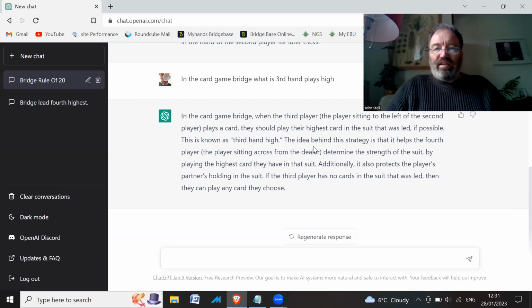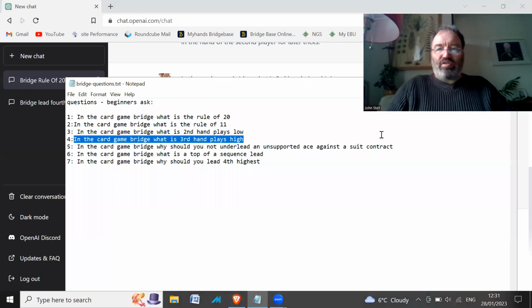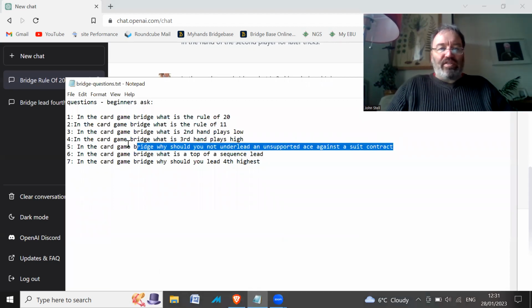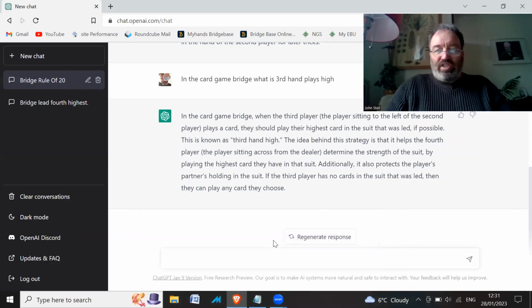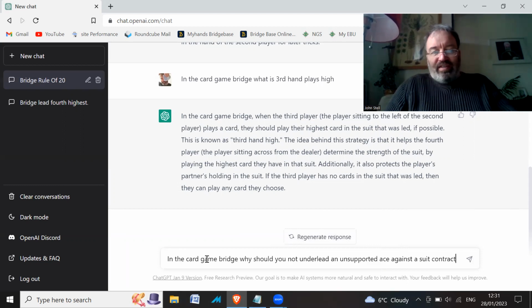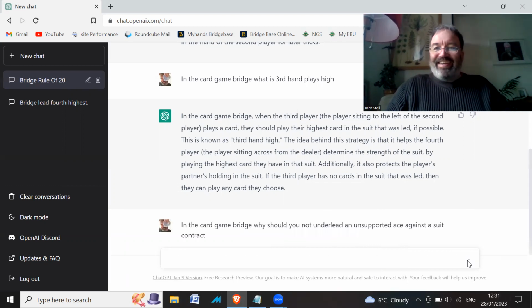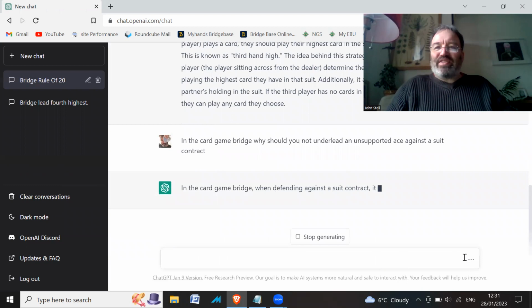The idea behind this strategy is that it helps the fourth player determine the strength of the suit. No, I mean, it's not really. Some elements in there. It's obviously taking certain elements from somewhere, but this is the thing about this ChatGPT. It just seems to mix them up. Let's see what it comes up with this. It's got no chance of answering this question. I almost feel sorry for this AI robot.